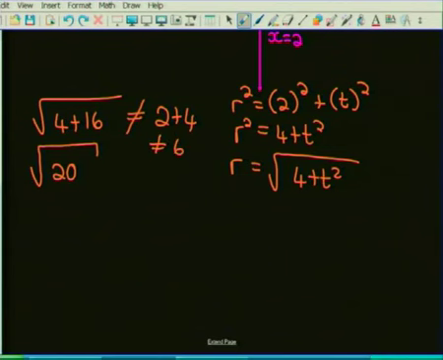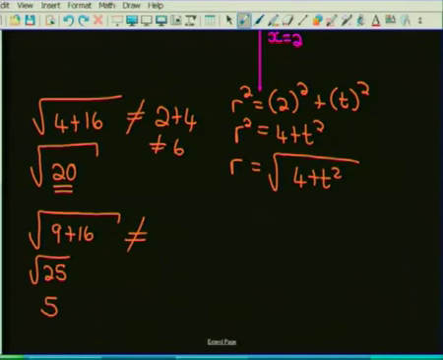Do you agree with me that the answer of 6 would have had to come from 36 here? So let's use two numbers that are more familiar to you. Let's use 9 and 16. Now, if I use 9 and 16, it is the square root of 25, which means the answer is 5. It is not equal to 3 plus 4, which means it's not equal to 7.